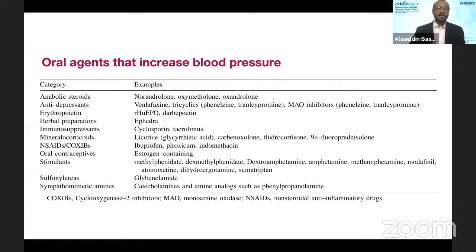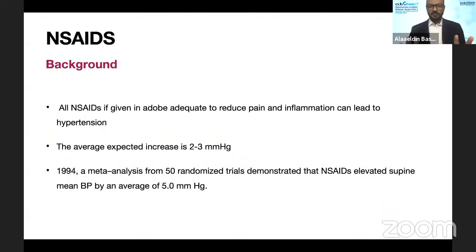blood pressure as well. There are many herbal remedies. Immunosuppressants like cyclosporine and tacrolimus do contribute to the increase in hypertension in patients post-transplant. There is the mineralocorticoid effect of herbal medicines like carbenoxolone and licorice, and we have the non-steroidal anti-inflammatories and oral contraceptive pills. So let me focus on the non-steroidal anti-inflammatories.